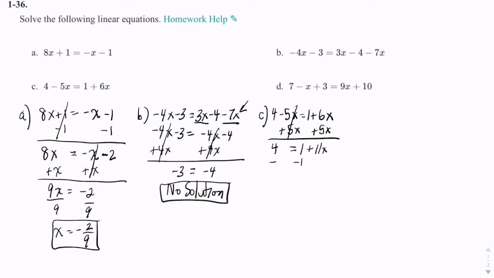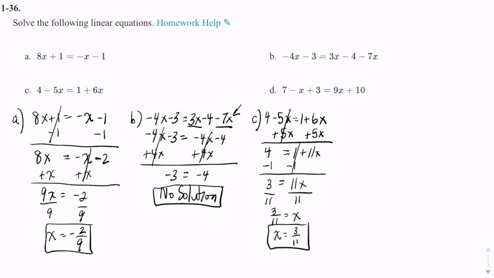I'll subtract 1 from both sides, and I'll get 3 equals 11x. And I'll divide both sides by 11, and I'll get 3/11 equals x. But I will write that as x equals 3/11. You'll always want your variable on the left-hand side.